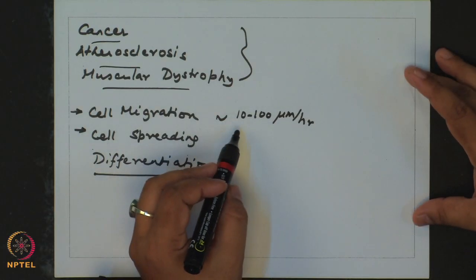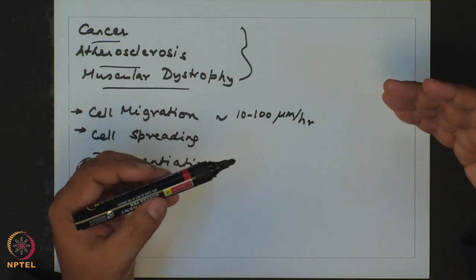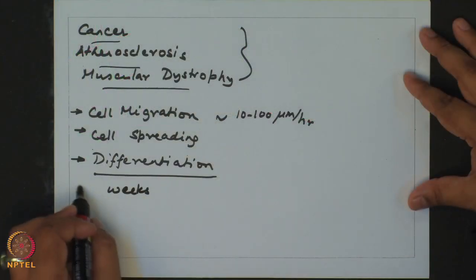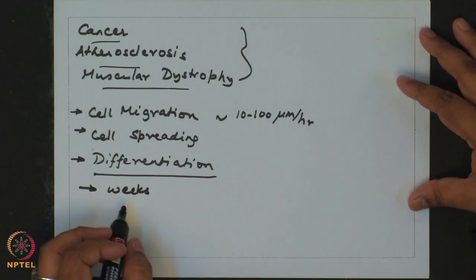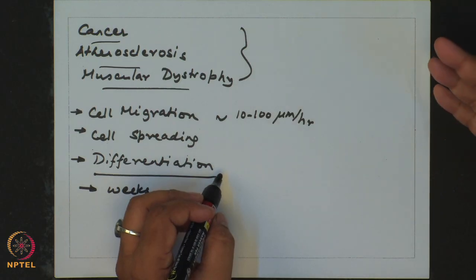So, for these processes you require that the molecules which participate are right there at the proper location, so that they can enact what they are supposed to do. However, for processes like differentiation, this is weeks in time. There are a lot of changes associated with a stem cell differentiating into a neuron or a muscle cell or an osteoblast.